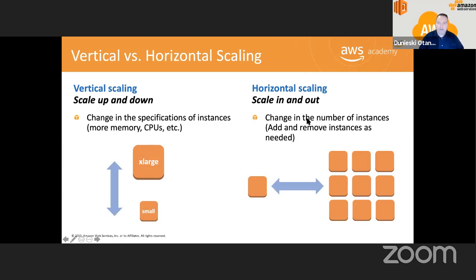So now here we have a change in the number of instances, adding and removing instances as needed. So we have only one instance here, and all of a sudden we want to have 9, okay? This is based on traffic, CPU, all that we can specify in an auto-scaling policy, in a scaling policy.